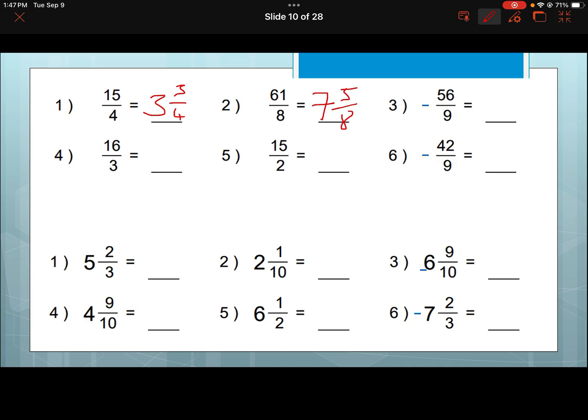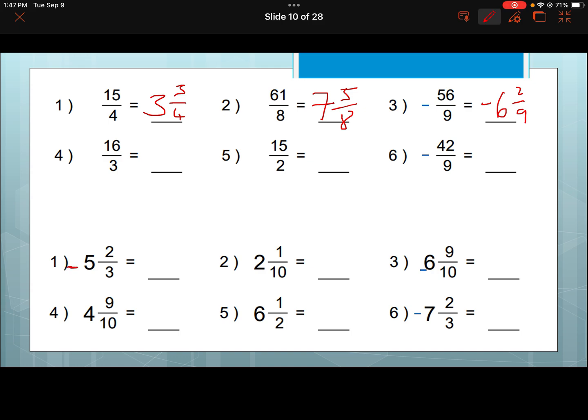And then, oh no, there's a negative sign. Doesn't matter, right? It's just going to be a minus sign in front. That's all that matters. How many 9s go into 56? Well, I know that 9 goes into 54 6 times. And then that's going to give me 2 remainder, isn't it? Cool. What about at the bottom?